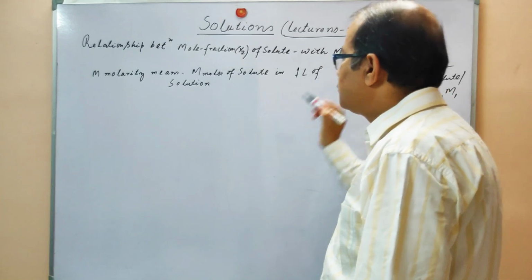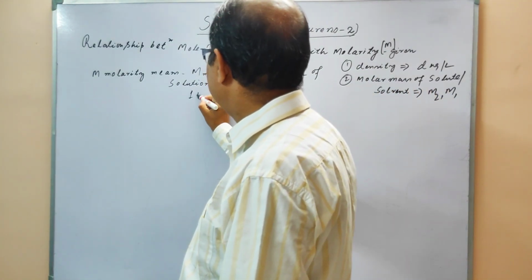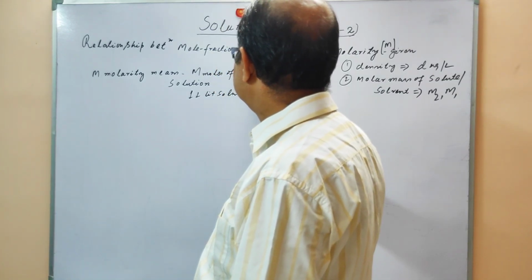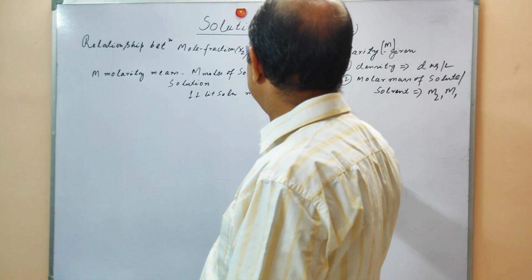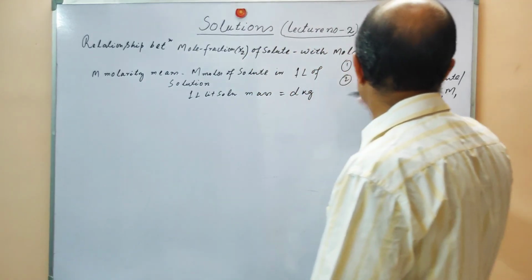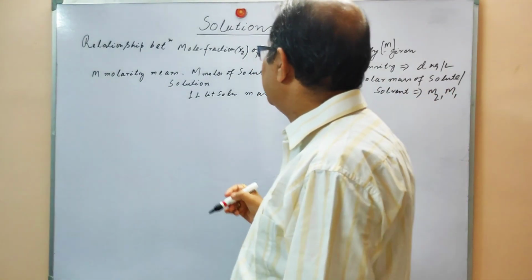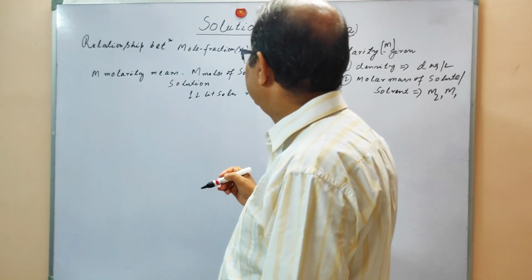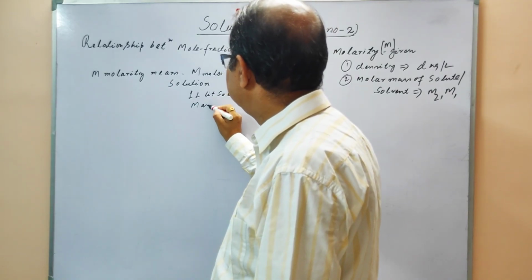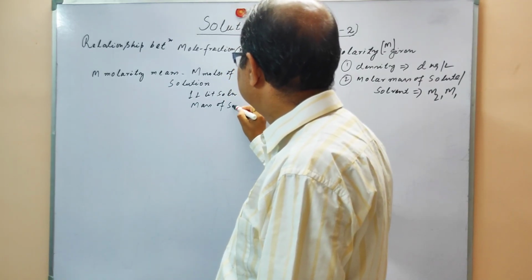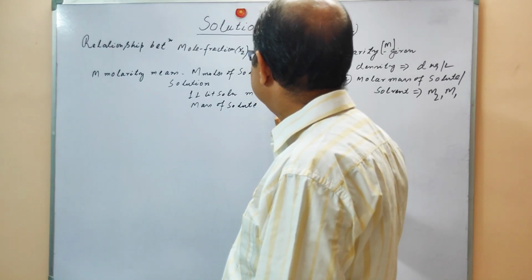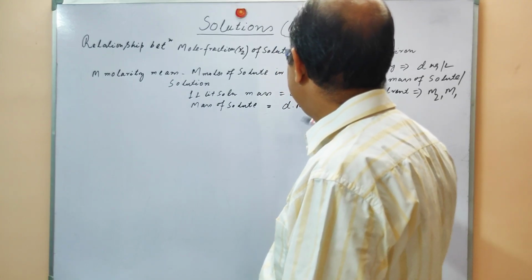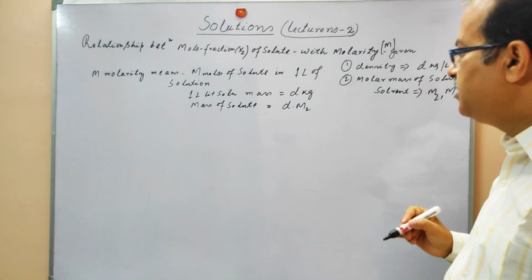And here, 1 liter of solution means what? 1 liter of solution, mass is d kilo, because its density is d kg per liter. So what will be the mass of solute now? We get d into M2. Mass of solute is d into M2.